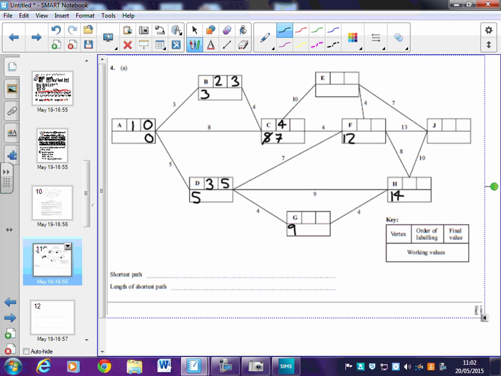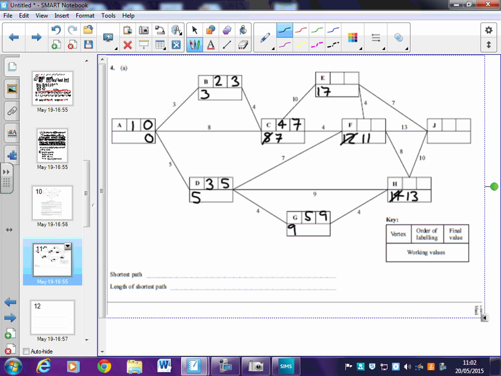So 4 and 7. There are 2 arcs coming out of there, so I need to label 2 more boxes. I've got 7 plus 10 gives me 17. 7 plus 4 gives me 11, which is smaller than 12, so a single line, replace the 12 with an 11. Next smallest number is the 9, so I label this as a 5 with a 9 at the end of it. Okay, so 9 plus 4 gives me 13, so I get a 13 here.